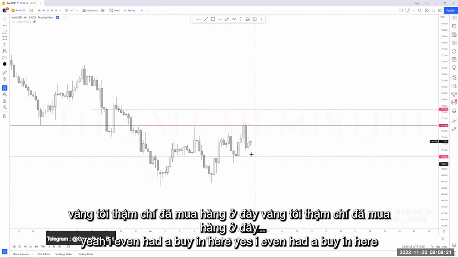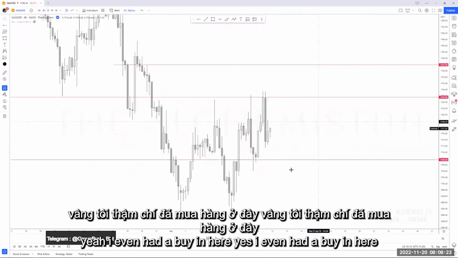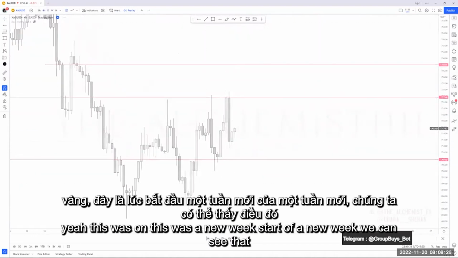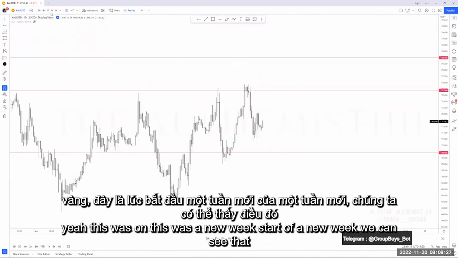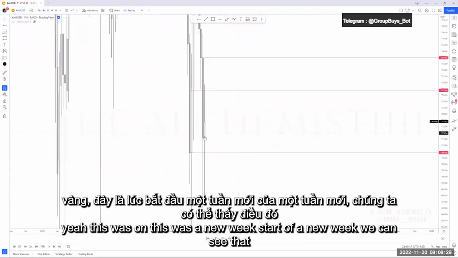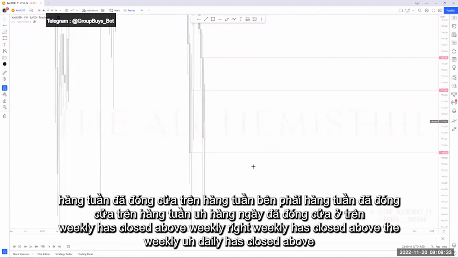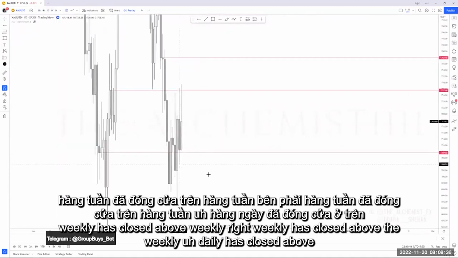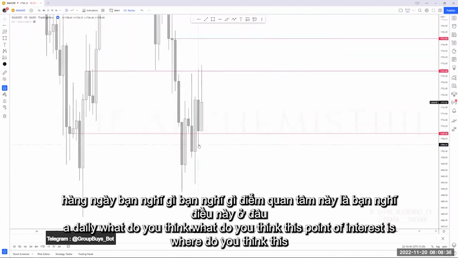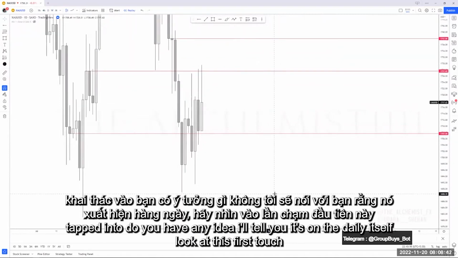Oh, I even had a buy in here. Yes, I even had a buy in here. This was the start of a new week. We can see that weekly has closed above weekly, right? Daily has closed above a daily. What do you think this point of interest is? Where do you think this tapped into? Do you have any idea? I'll tell you, it's on the daily itself.